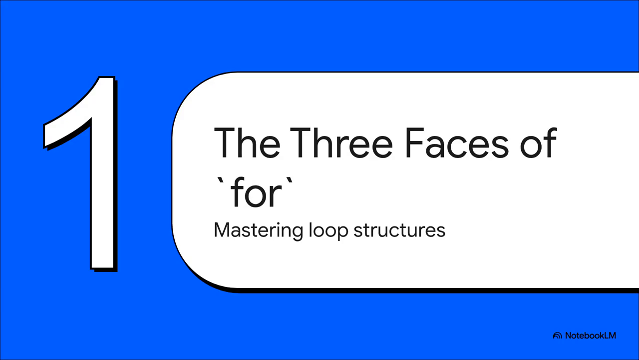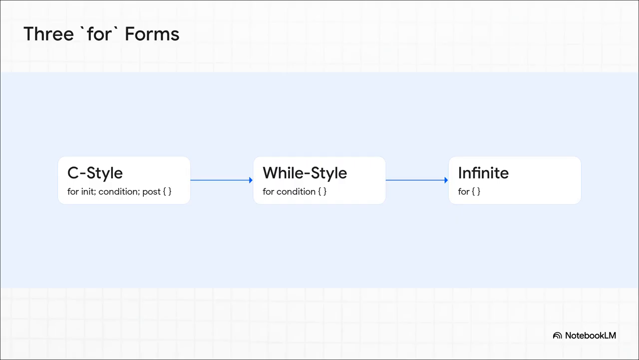So, how on earth does this one keyword do all that work? Well, let's break it down by looking at its three fundamental forms. I like to think of them as the three faces of for. First up, you've got the classic C-style loop that we all know. It has three parts: the initializer, the condition, and the post statement. This is your go-to for any counter-based loops.